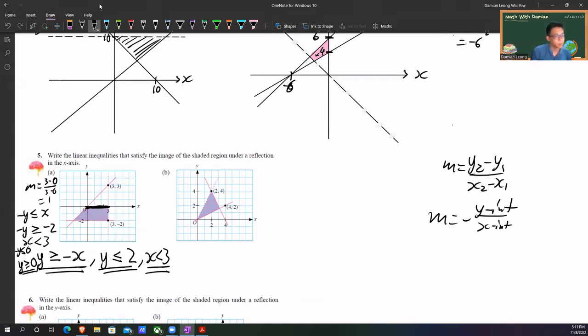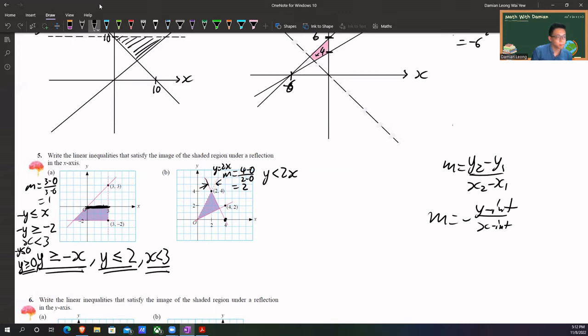This one, also same thing. Let's look at this line. Gradient, 4 minus 0 over 2 minus 0, which is 2. C here is 0, means y equals 2x. According to this shaded region it is less than, so y less than 2x. This solid line, also 2, 4, but another point I know on this line will be here. X equals 4, y equals 0. Okay, so 2, 4 and 4, 0.